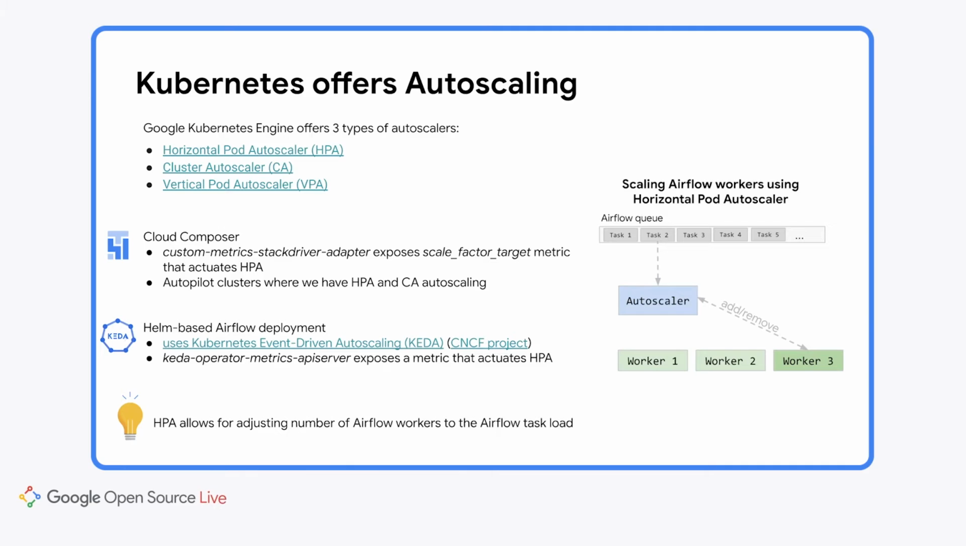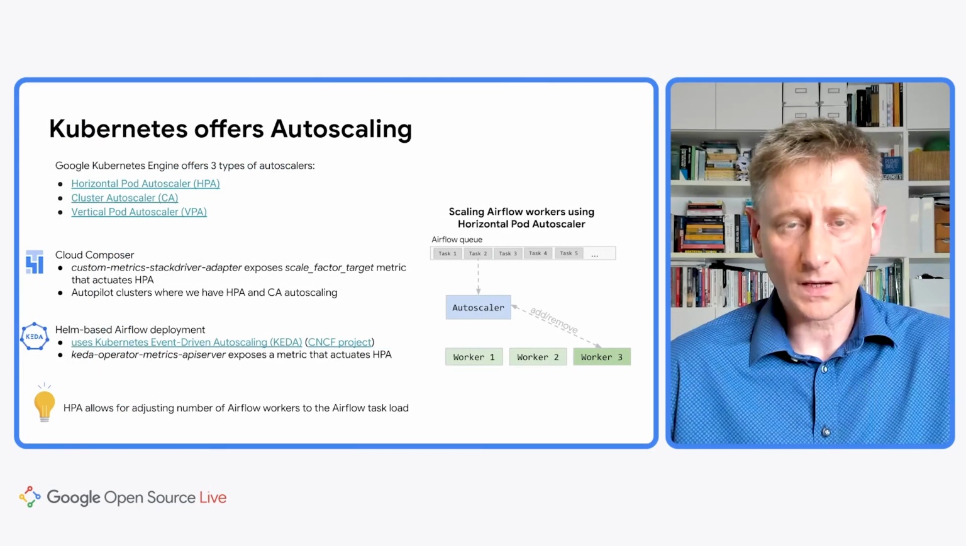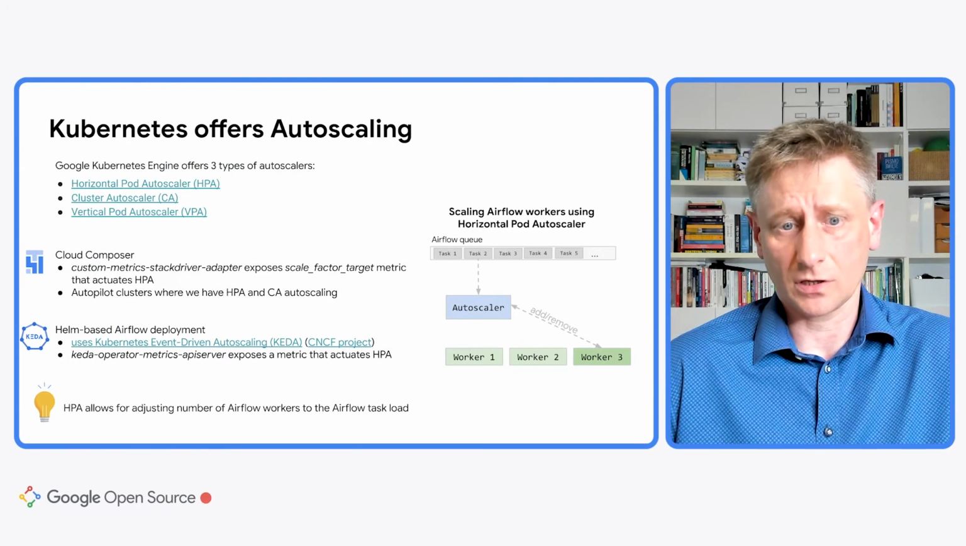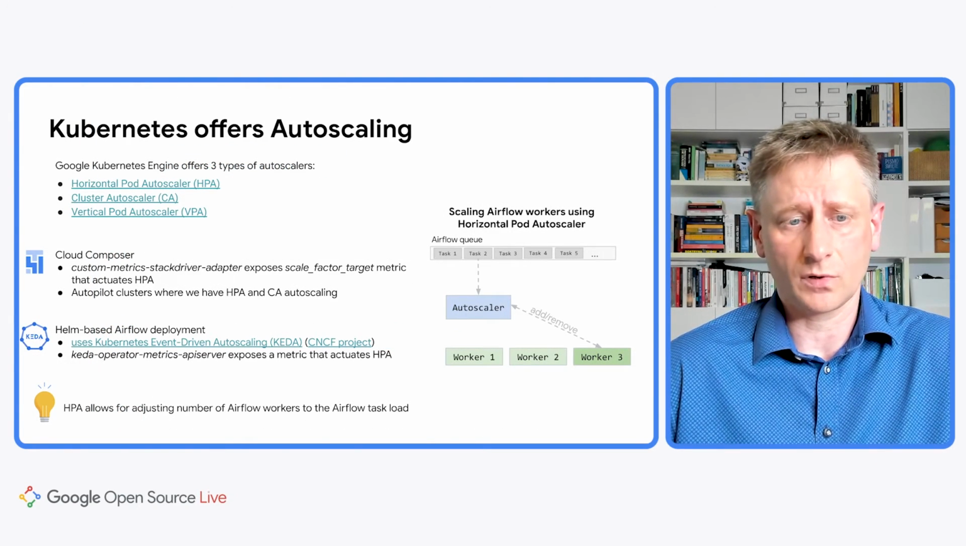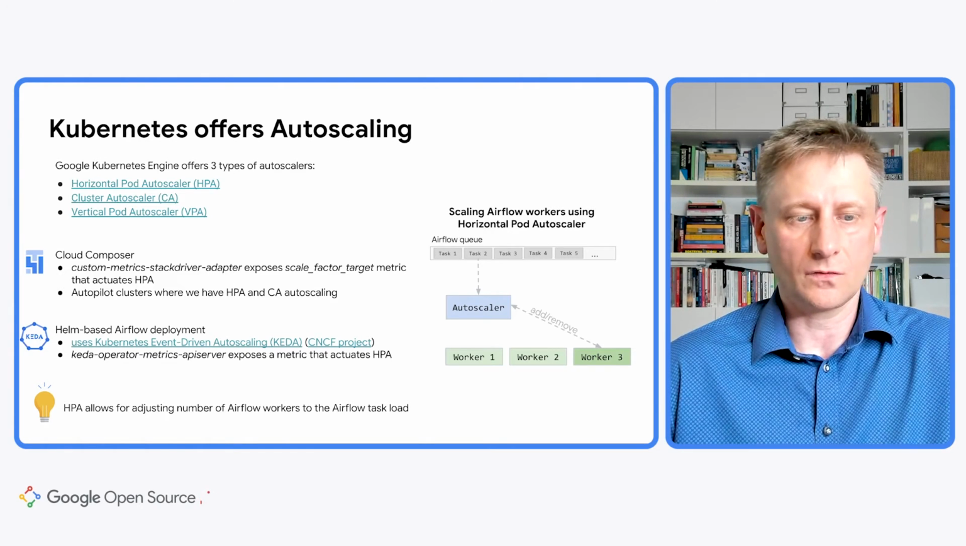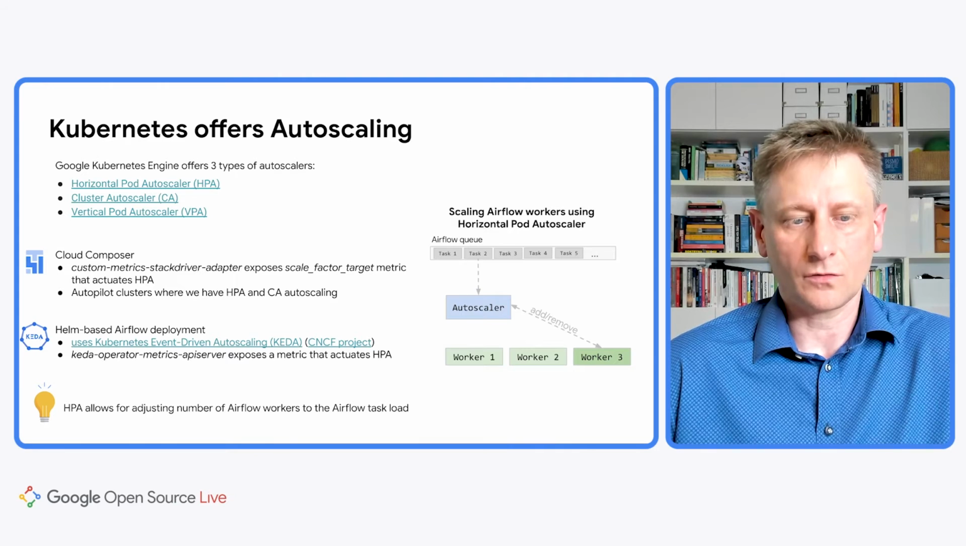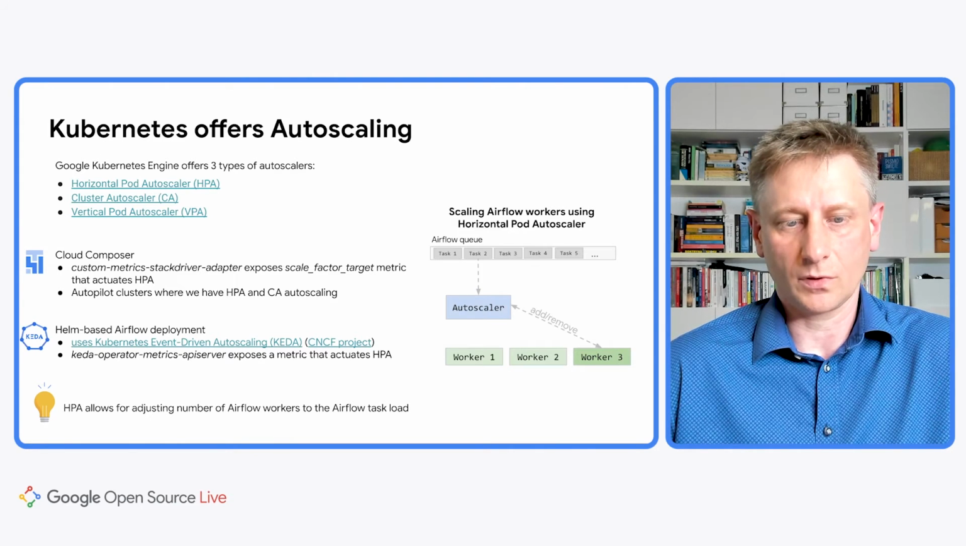In general, the concept in the case of Cloud Composer and the Helm-based Airflow approach is very similar. There is a dedicated metric that is maintained by special components. In the case of Cloud Composer, this component is called the custom metrics Stackdriver adapter. In the case of the Helm chart offered by the community, there is a component called Kubernetes event-driven autoscaling.